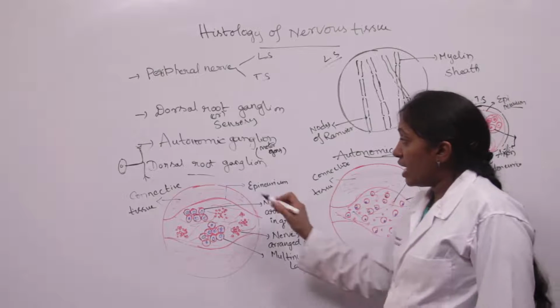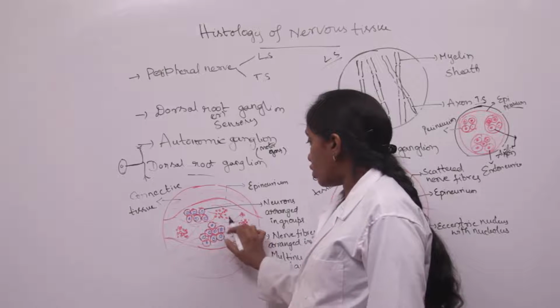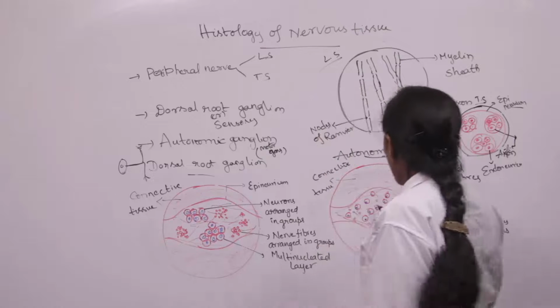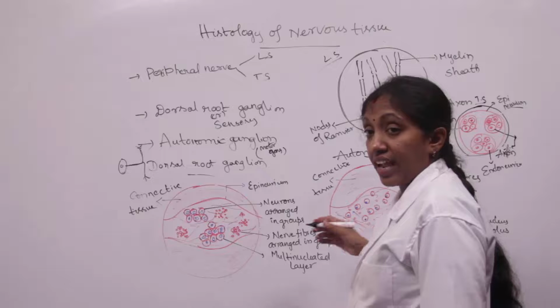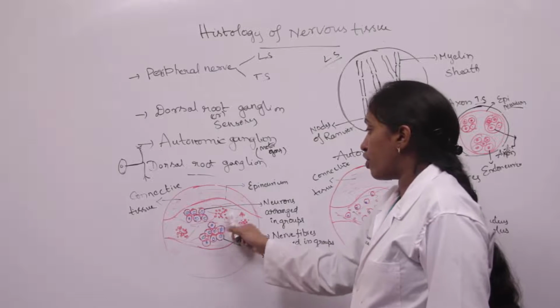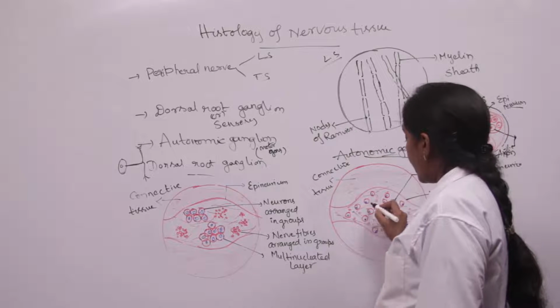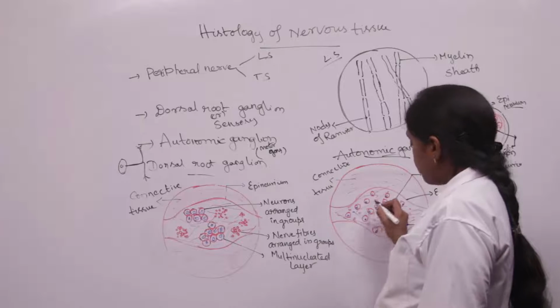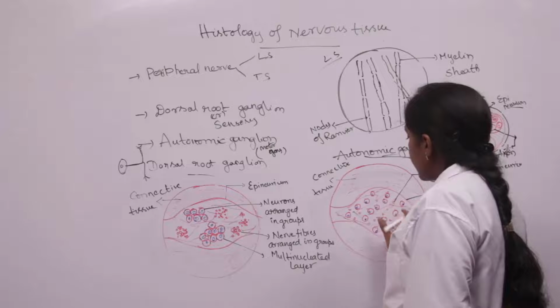And here we know that in the dorsal root ganglion, the neurons are arranged in groups and nerve fibers are also arranged in groups. Here, the neurons and nerve fibers are not arranged in groups, they are scattered. See here, the neurons are arranged in groups. Here, the neurons are comparatively smaller and the nucleus is eccentrically placed with a prominent nucleolus.